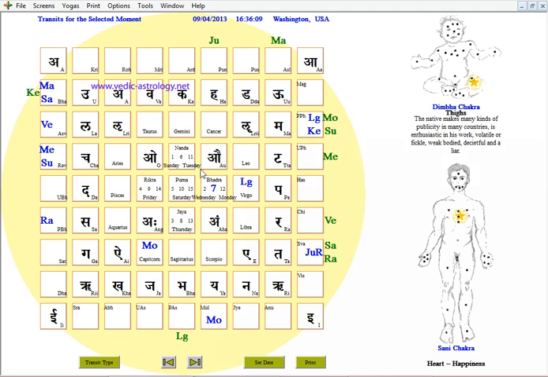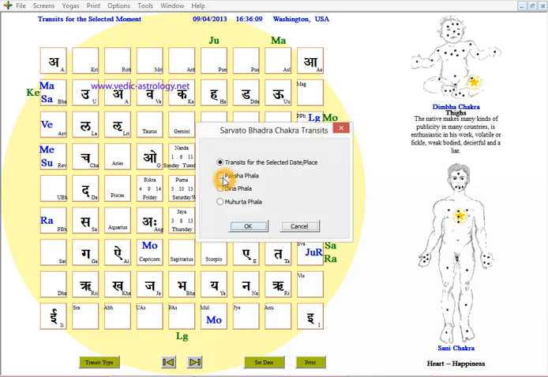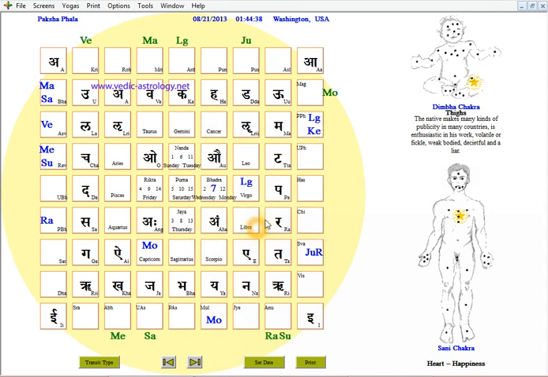So that's one thing that's done with this. You just watch the transits. The other thing is you can do a Pakshaphala, which is the results for 2 weeks. And for that, every 2 weeks, it calculates particular transits. And so you read your chart for 2 weeks.